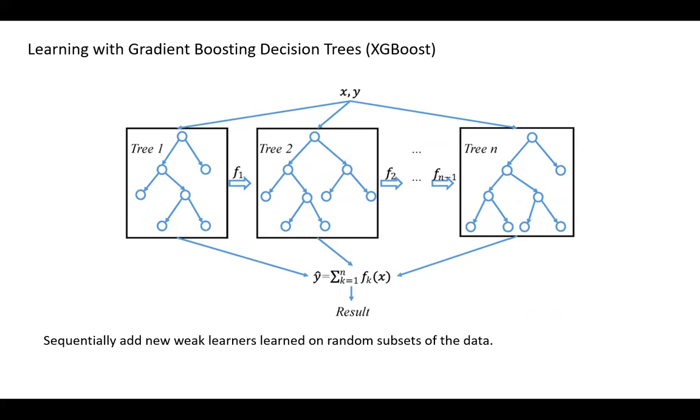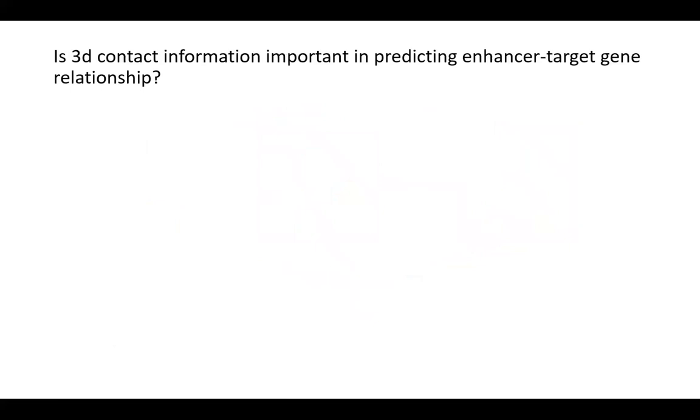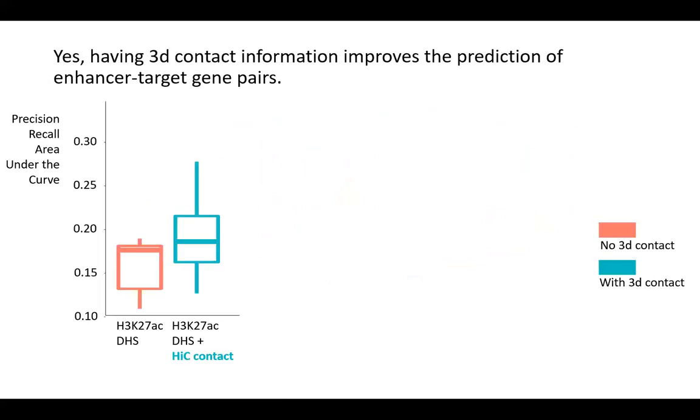And this overall method is called gradient boost or gradient boosting decision trees. And it is one of the more interpretable machine learning methods out there. So we're going to use this method to learn and answer this question, whether 3D contact information is important in predicting which enhancer gene pair is functional or not. And it turns out, yes, having the 3D contact information improves the prediction of the true enhancer target gene pairs.